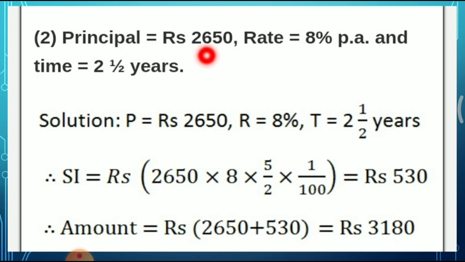Now question number 2 is: principal is equal to 2650 rupees, rate 8% per annum, and time 2 whole 1 by 2 years. Then you write here SI is equal to PRT by 100, meaning 2650 multiplied by 8 multiplied by 5 by 2 multiplied by 1 by 100. Now 10 and 10 will cancel here. Answer will be 530 rupees. Then amount is equal to 2650 plus 530. Then your answer will be 3180 rupees. Okay.